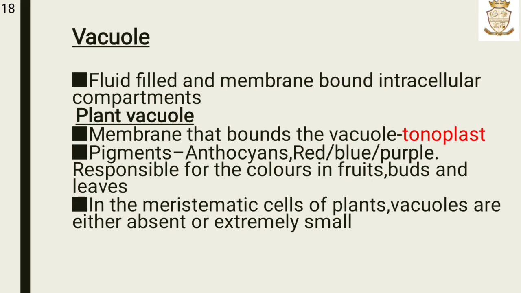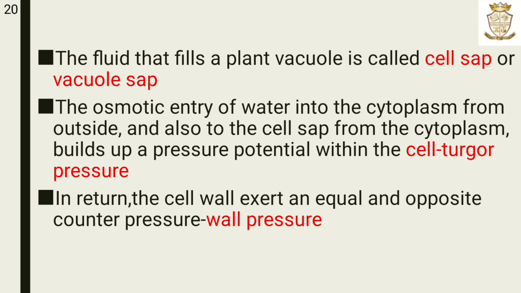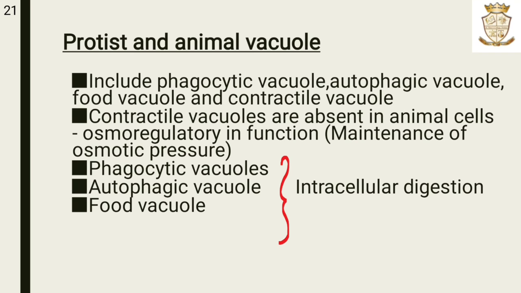In the meristematic cells of plants, vacuoles are either absent or extremely small. In this picture of vacuole, we can see tonoplast, central vacuole and cell sap. The fluid that fills a plant vacuole is called cell sap or vacuole sap. The osmotic entry of water into the cytoplasm from outside and also into the cell sap from the cytoplasm builds up a pressure potential within the cell known as turgor pressure. In return, the cell will exert an equal and opposite counter pressure known as wall pressure.